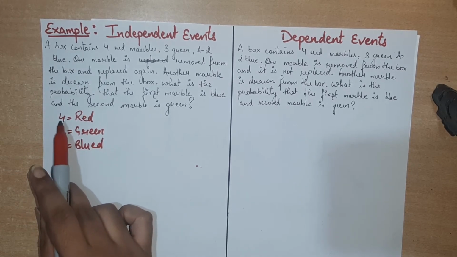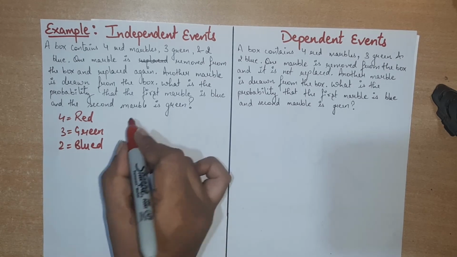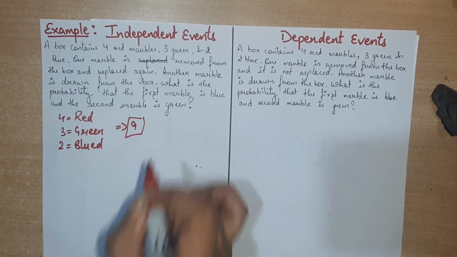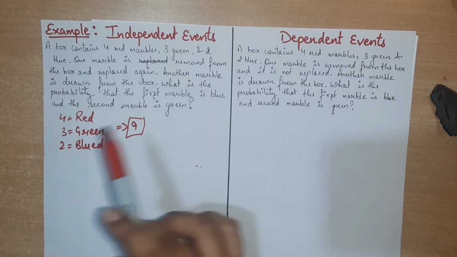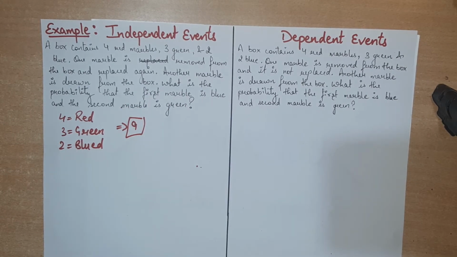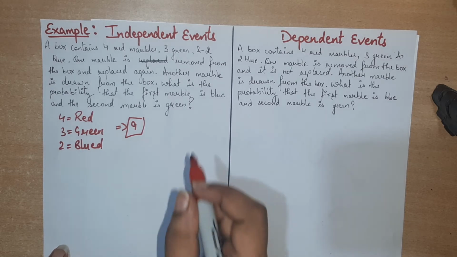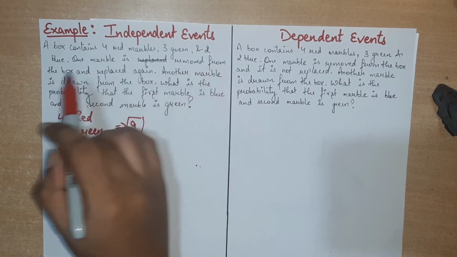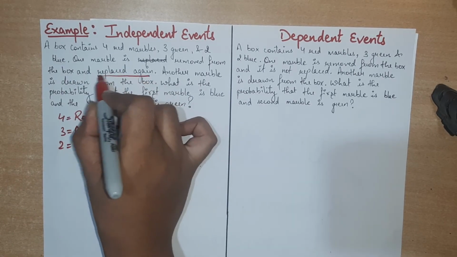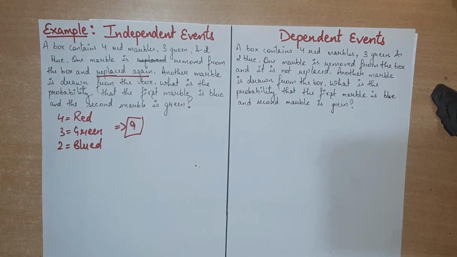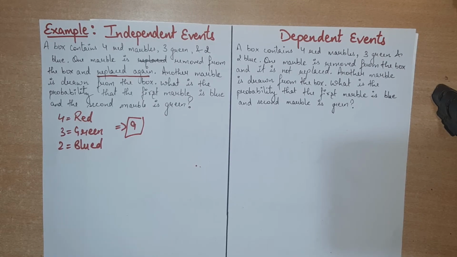So we have a total of 4 plus 3 plus 2, which is 9. We have 9 total marbles. One marble is removed from the box and replaced again. So when event A happened, there will be no effect on event B, as it is given here that one marble is removed from the box and replaced again.